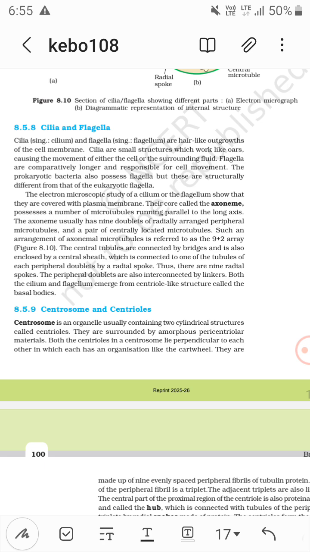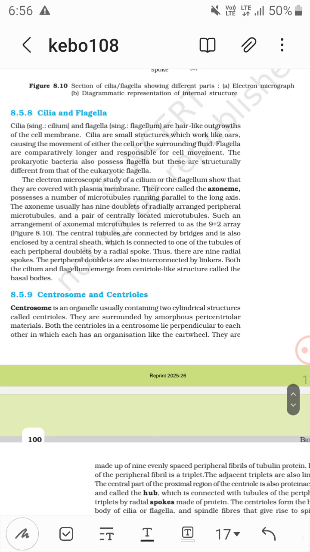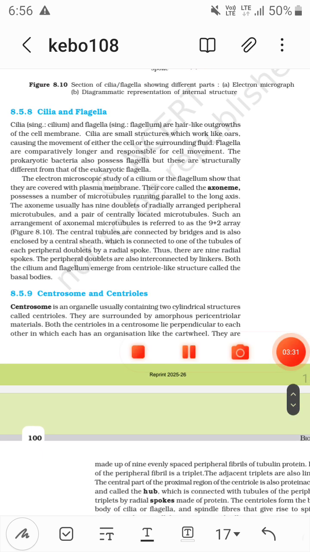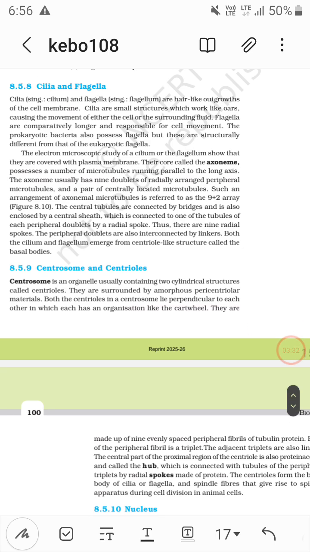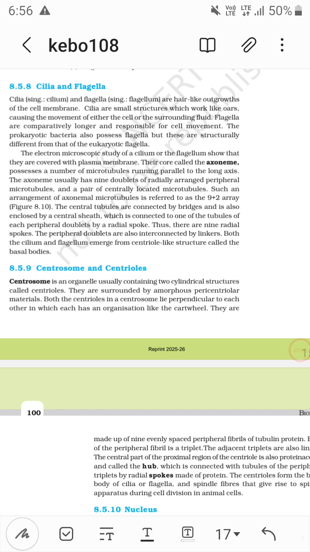And now the central tubules are connected by bridges and enclosed by a central sheath, okay, and connected to one of the tubules of each peripheral doublet by a radial spoke. So 9 radial spokes are there. Now also the peripheral doublets are interconnected by linkers, okay. Now both the cilia and flagella emerge from centriole-like structures called basal bodies.